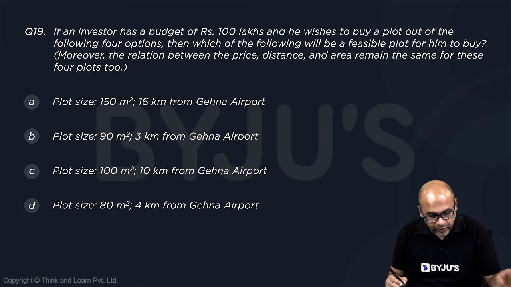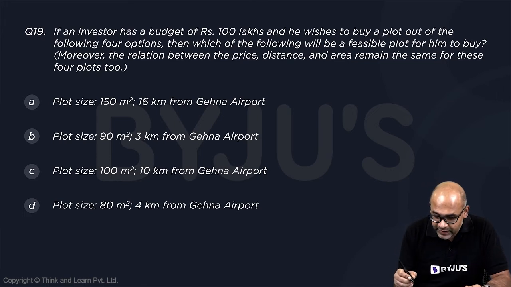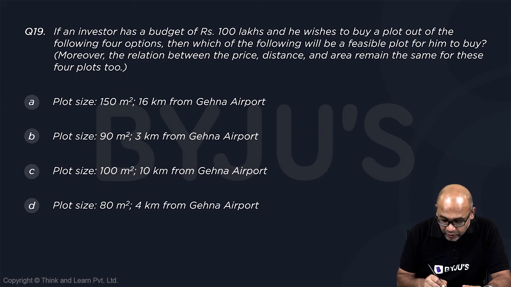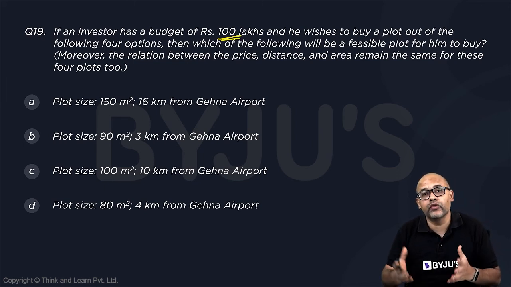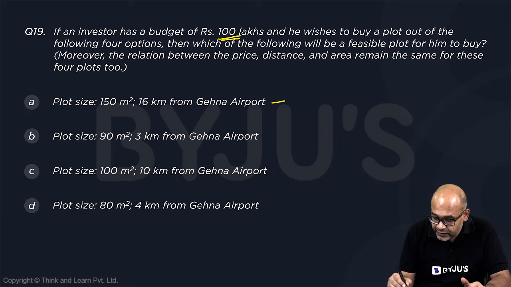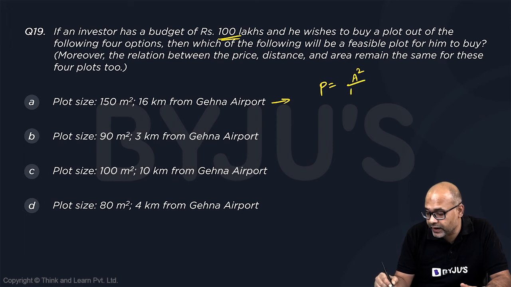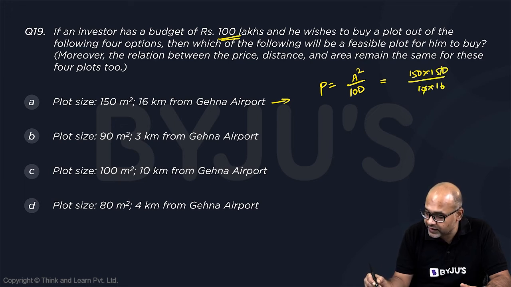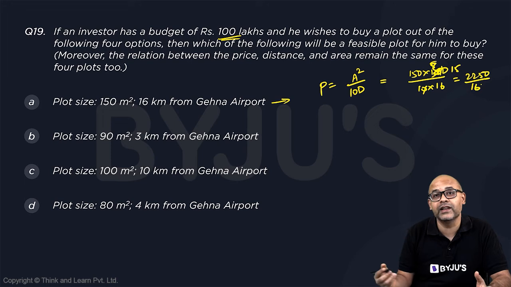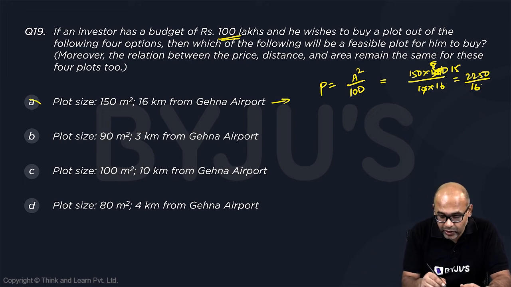Right. So we are talking about the 19th question now. This is basically a question where 4 options are given to us and the person is said to have a budget of 100 lakhs. That's about 1 crore. So we need to figure out which of these 4 plots will be within the budget. So if you look at the first plot, the formula by now we already know is the price is equal to a square by 10d. So the price for the first plot will turn out to be 150 into 150 by 10 into distance, which is 16. So 10 gets cancelled, so this is 2250 by 16. This is more than 100. You can clearly see 1600 is 1600. So this is greater than 100.